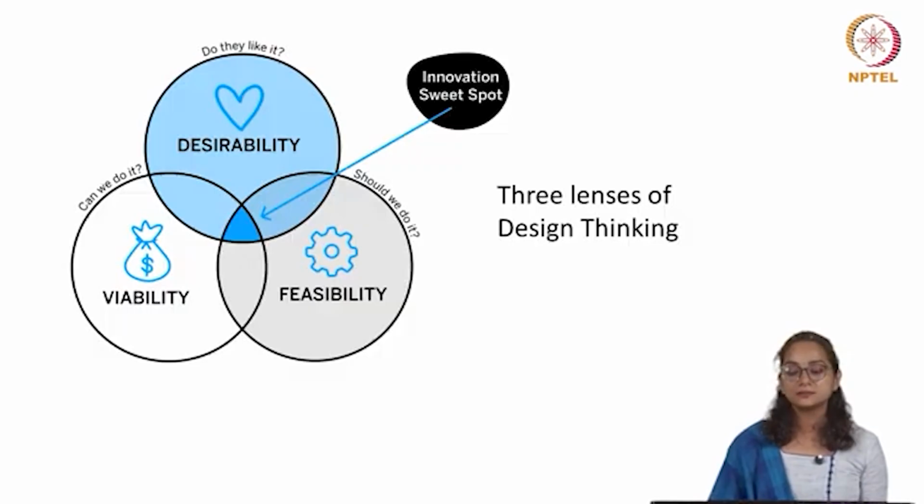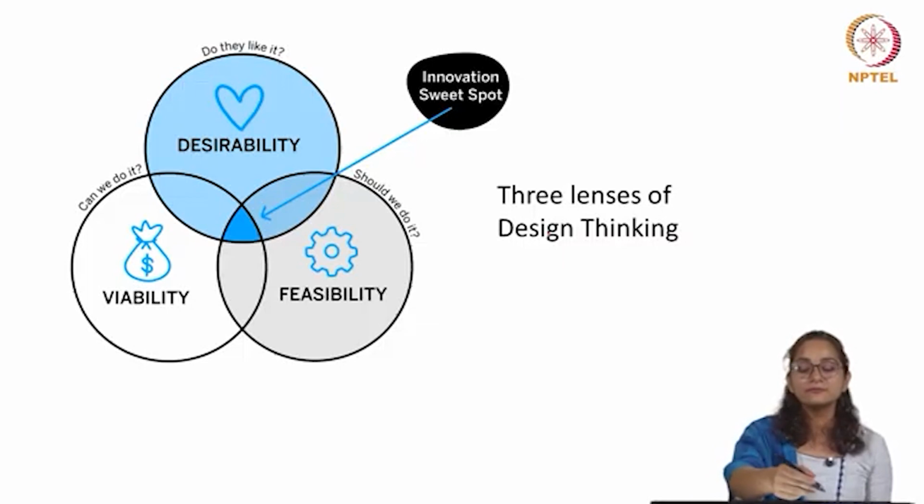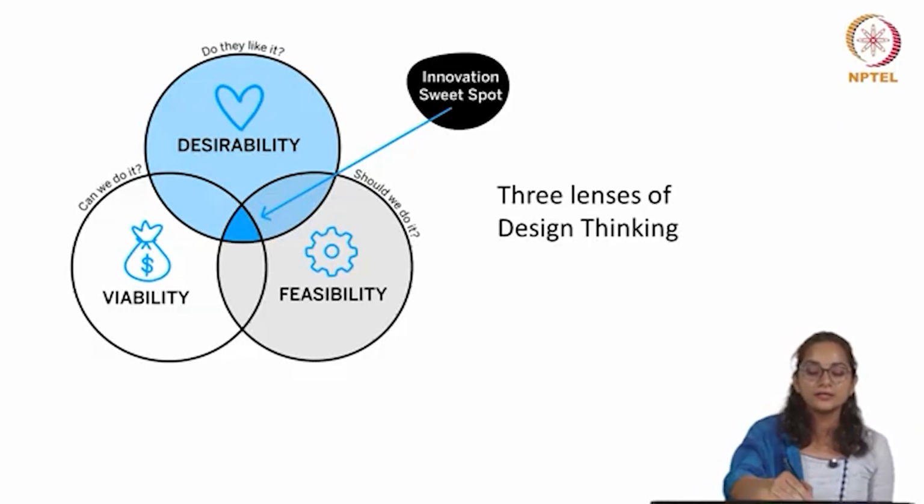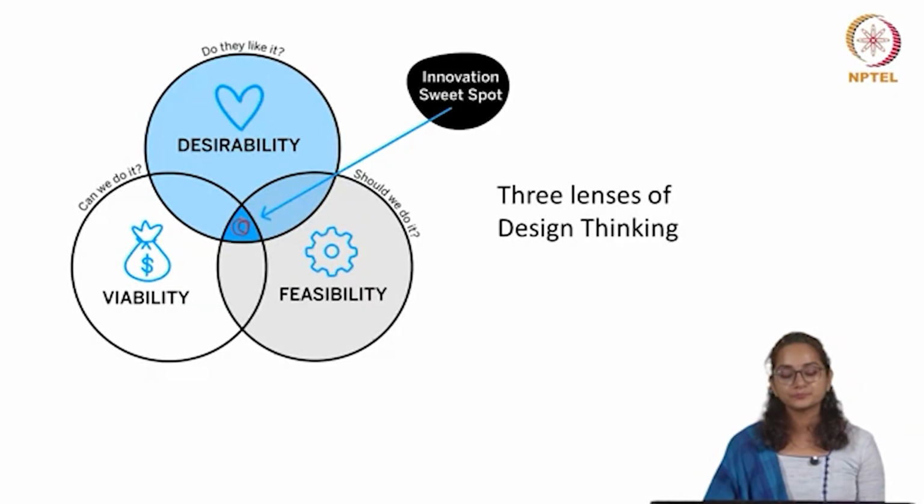There are 3 lenses of design thinking which can act as filters, particularly during the ideation phase where you're trying to converge on some of the concepts. So for example, during the ideate phase, we have developed 50 ideas. Now, how do we converge them into 2 or 3 most relevant? So there are these 3 filters which we can use in order to arrive at the innovation sweet spot.